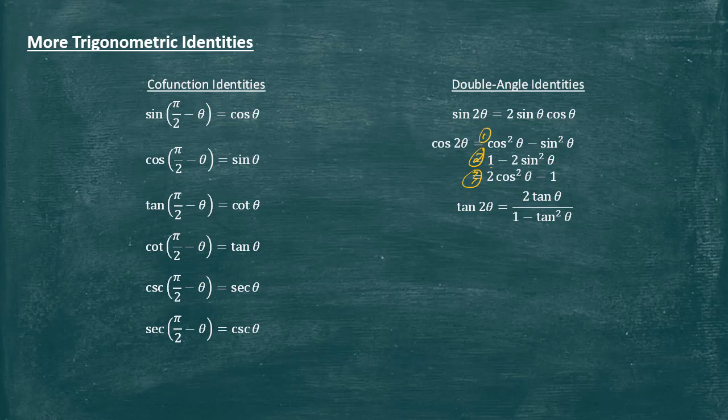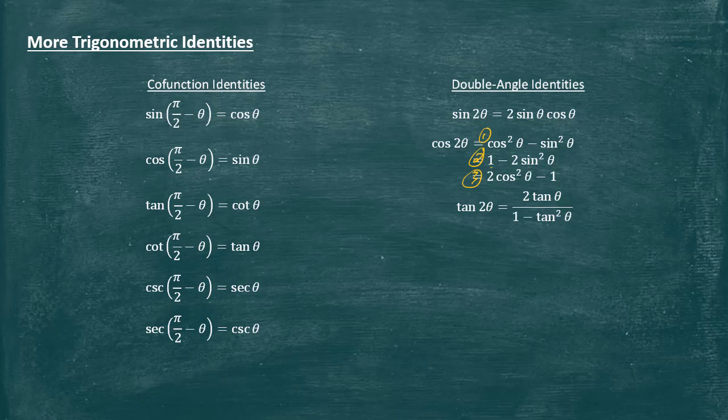And then again, if I wanted to derive the tangent double angle formula, it would just be utilizing the tangent sum formula with a pair of thetas. On top it would be tangent of theta plus tangent of theta, hence the 2 tangent of theta on top. And on the bottom I would have 2 tangents being multiplied, hence the tangent squared on the bottom.